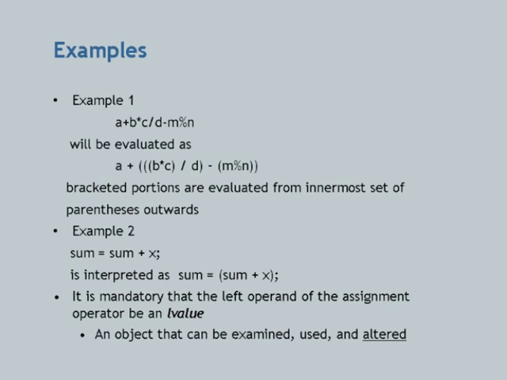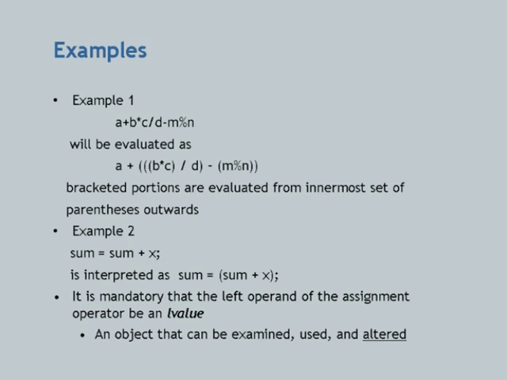It is mandatory that the left operand of the assignment operator be an L value. L value and R value are technical terms used in the C++ standard. In fact, it's a standard thing in programming language terminology. What does L value mean and what does R value mean? You are all familiar with value. So you have a, b, c, d, x, y, z, whatever variables, each one of them has a value. You write 35, 35 is a value, right?